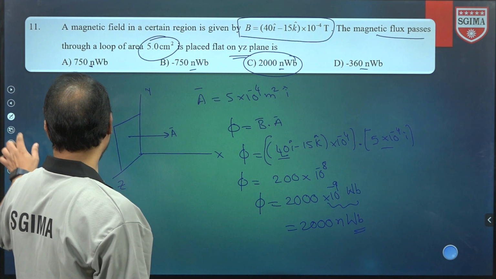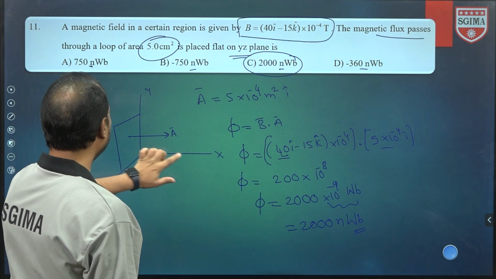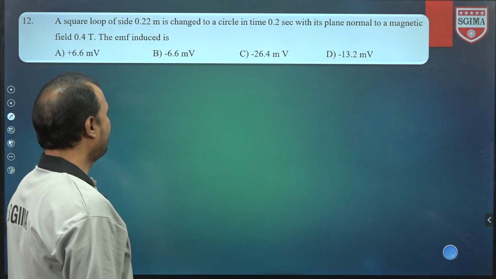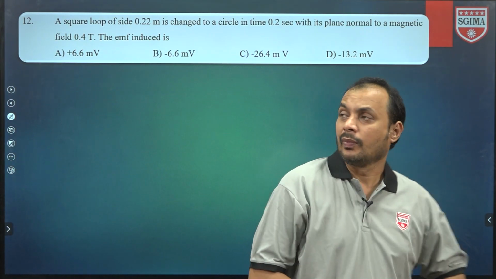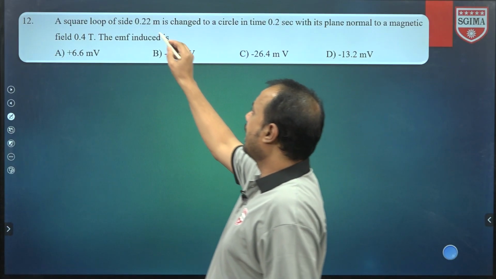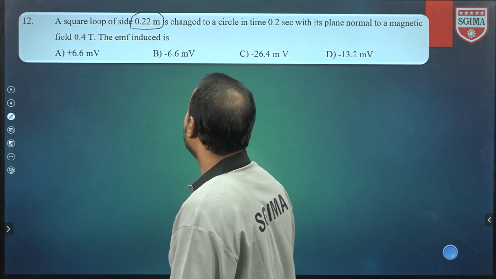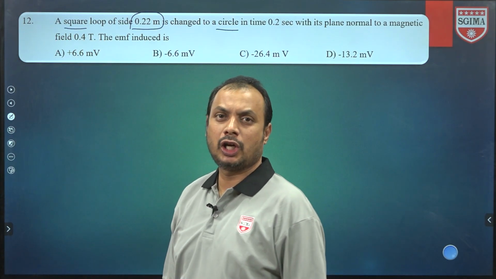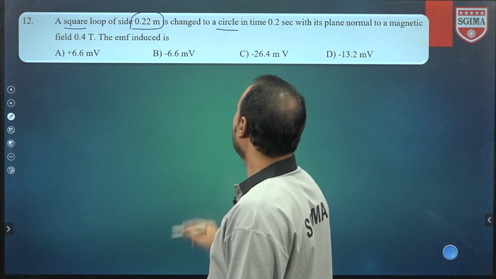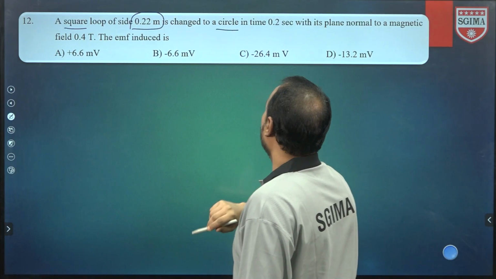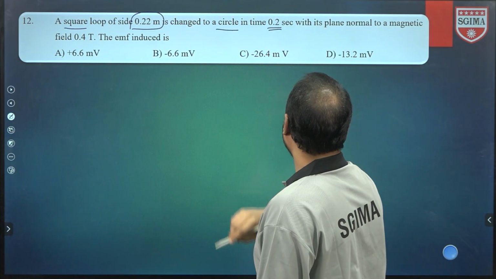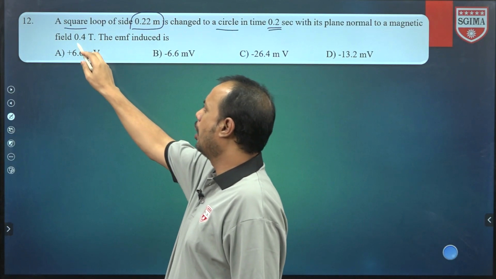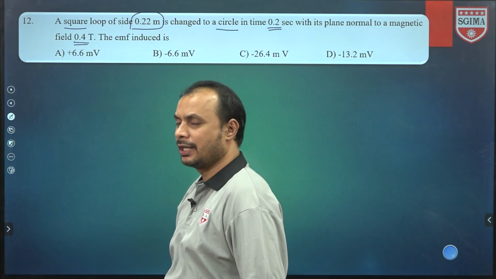Okay. Now coming to the next one, question number 12. What is given in question number 12? The square loop of side is changed into a circle. The shape of the coil is changed now, from square to circle in a time of 0.2 seconds, with the plane normal to the magnetic field, and the EMF is asked.